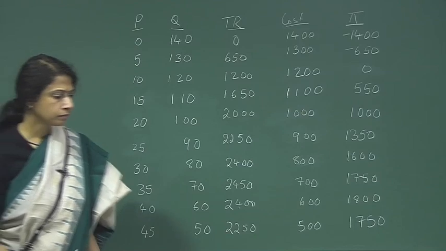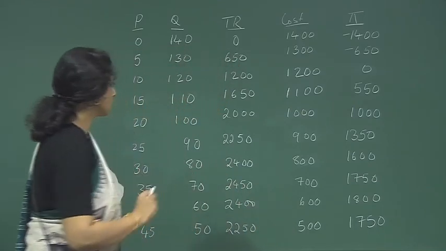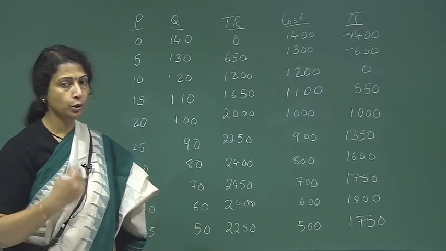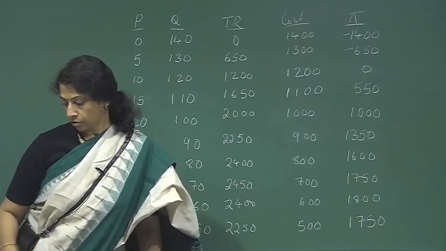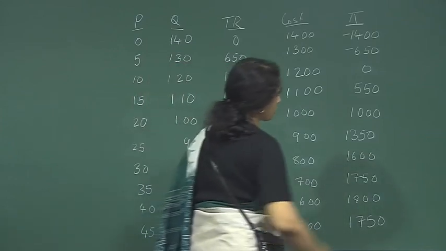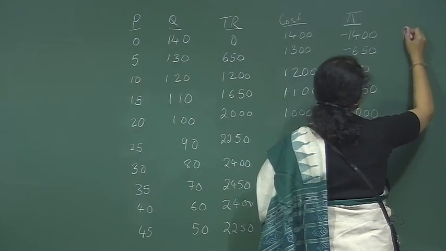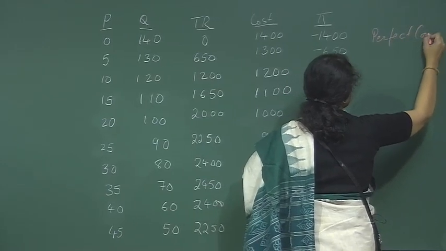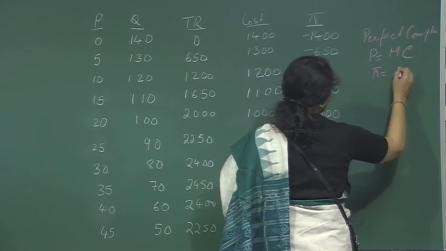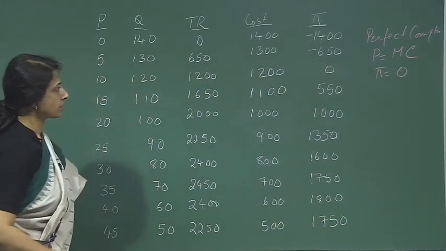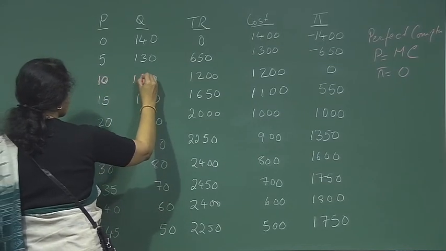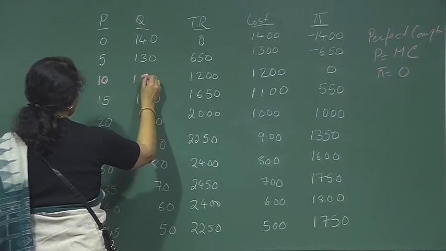So from here, would you be able to tell what is likely to be the perfectly competitive output and what is likely to be the monopoly output? In case of perfect competition, price is equal to MC and profit is equal to 0. So this basically gives us our competitive output.